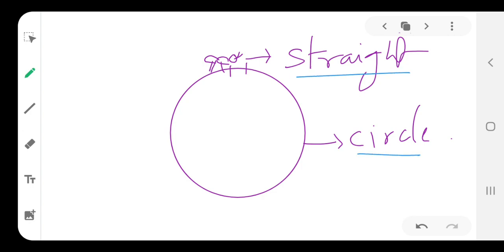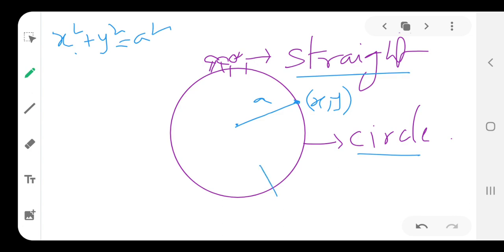Now circle, we know the equation of a circle is x square plus y square equal to a square. What is a? A is the radius. And what are x and y? Coordinates of any point, right? But the ant is seeing a very small portion of the bigger function. So if we want to find out what the ant is seeing, then we have to slice the function, right? So I am going to slice this function to see how the smaller portion looks.